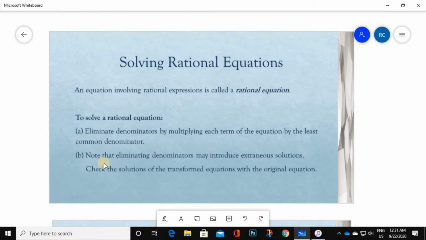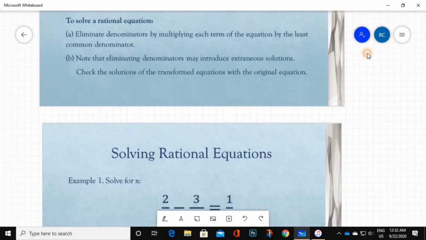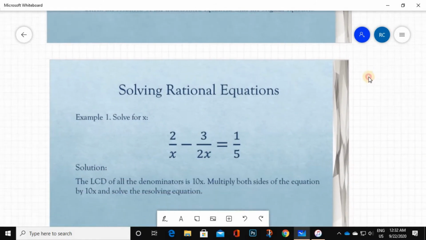Letter B. Note that eliminating denominators may introduce extraneous solutions. Check the solutions of the transformed equations with the original equations. Okay. Now, we are going to cite an example for solving rational equations.